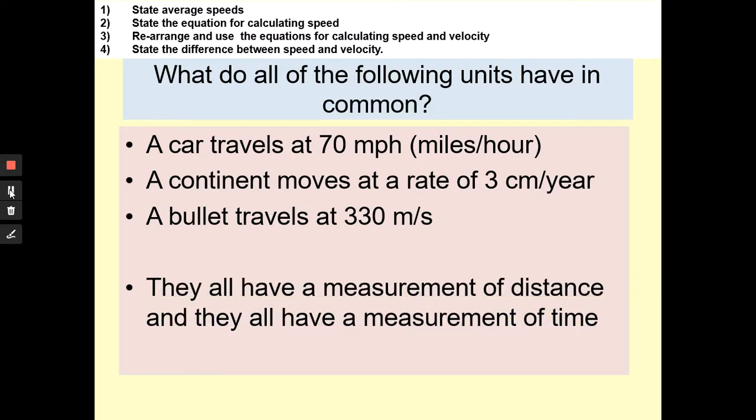So if we have a look at those 3 things, the thing they have in common is they all have a measure of distance and they all have a measurement of time. That's because they're all units of speed. All 3 of them are totally acceptable units because they're measuring the rate of travel for different objects.